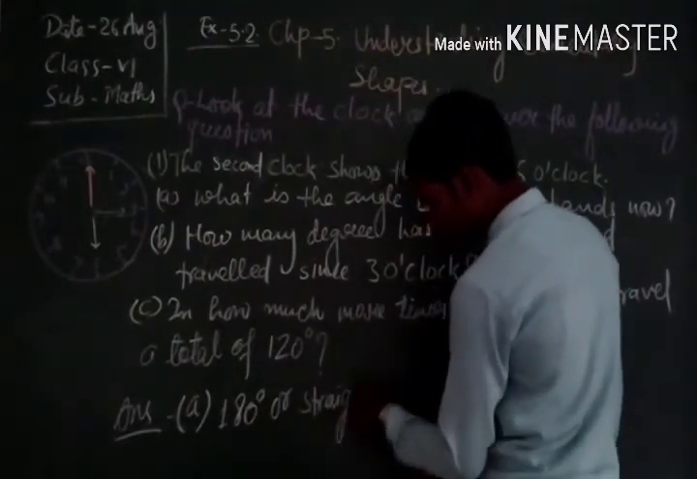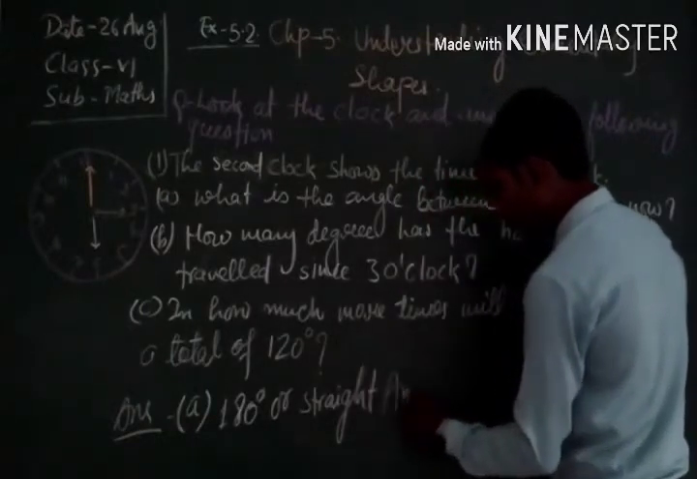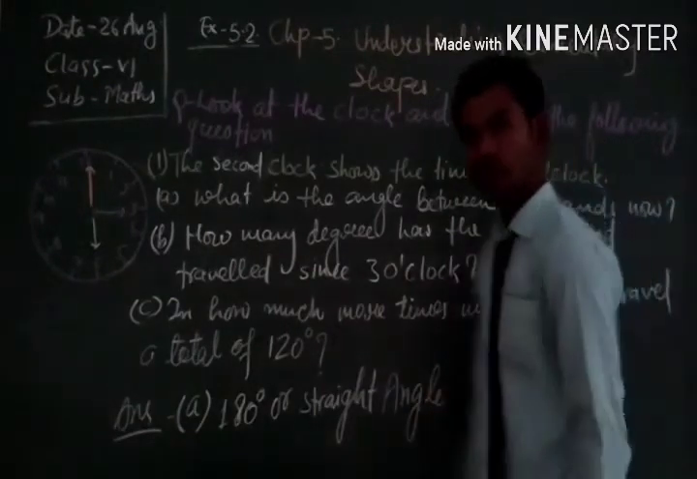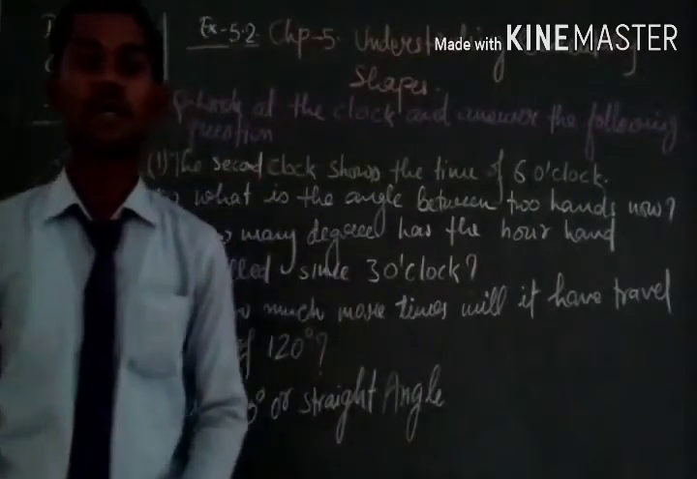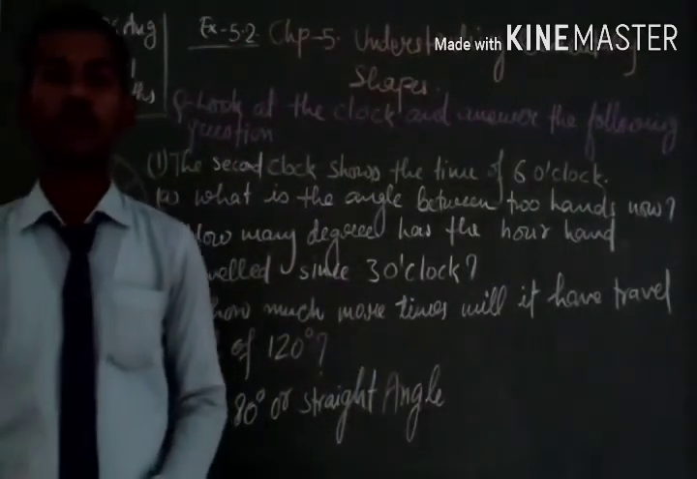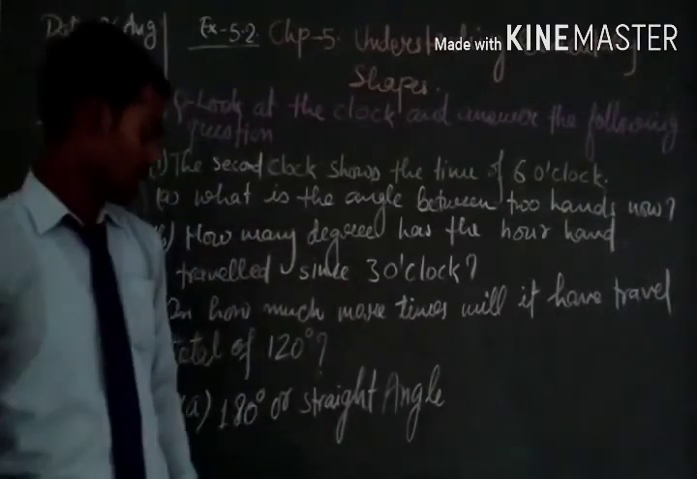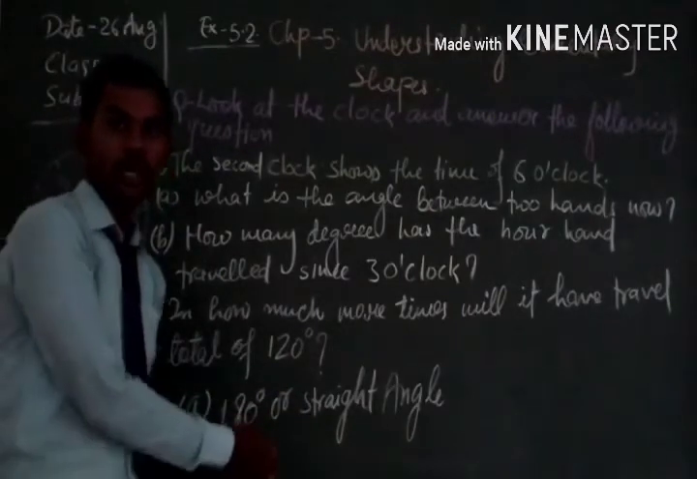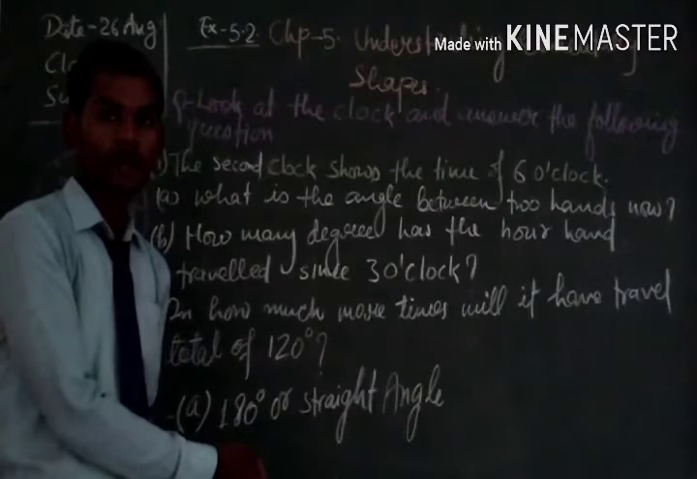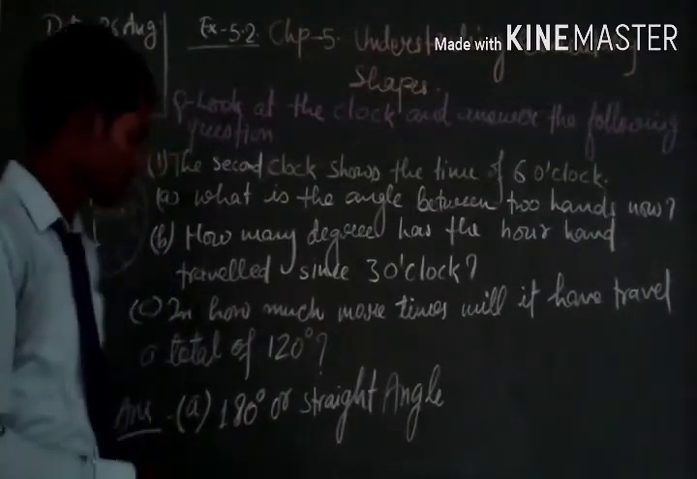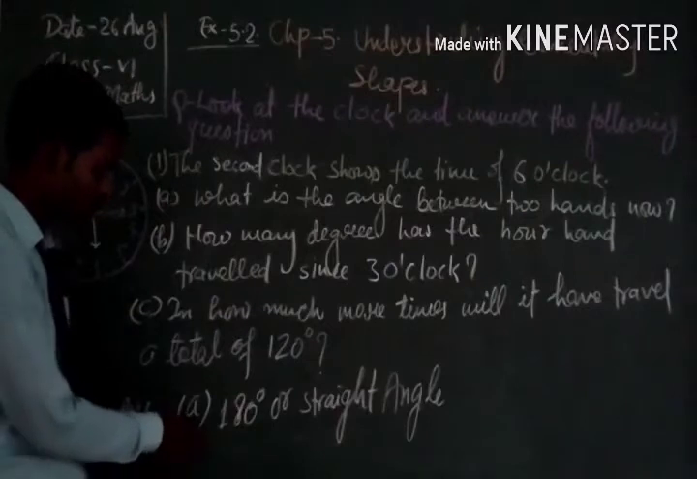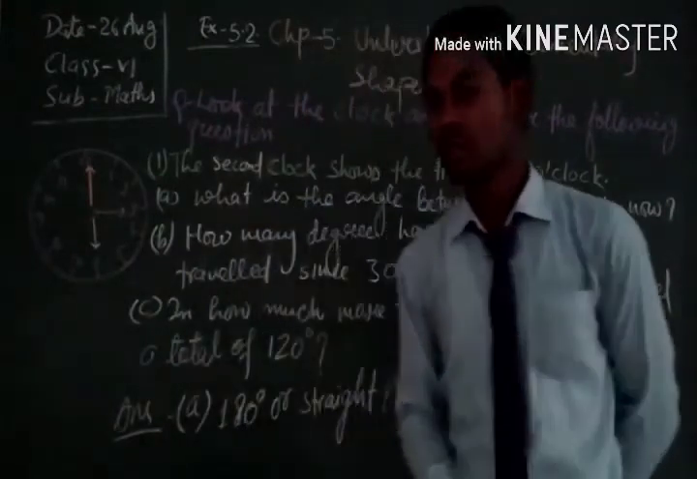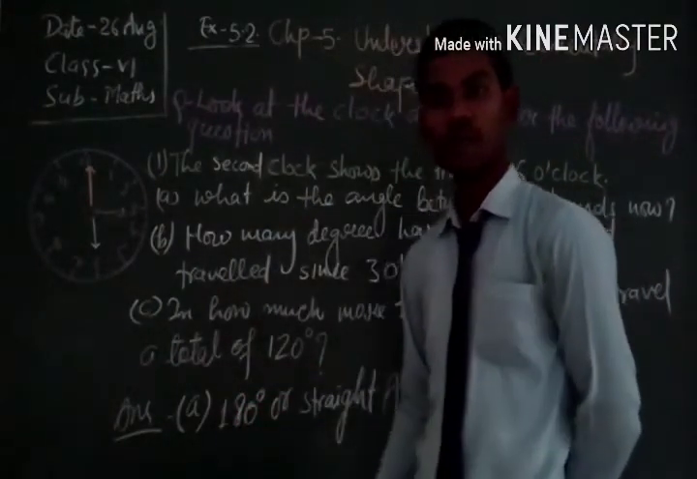Why do we say it is a straight angle? Because by the definition we know that an angle is said to be a straight angle if its measure is equal to 180 degrees. So here the angle which is formed is 180 degrees. That means it is also known as the straight angle. So our first answer will be 180 degrees or straight angle when there is 6 o'clock in the watch. I hope the first answer is clear.